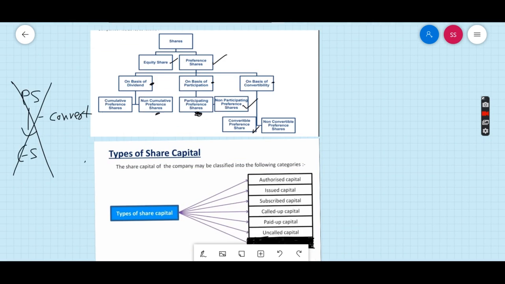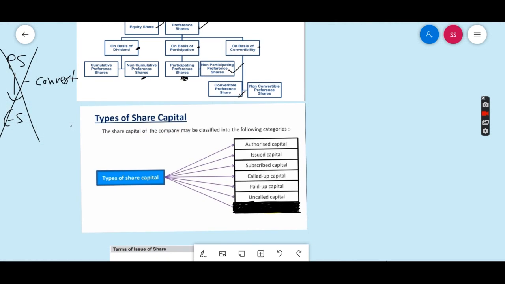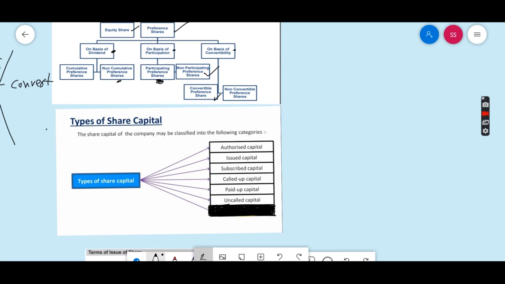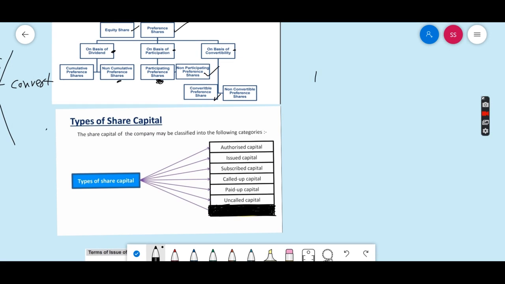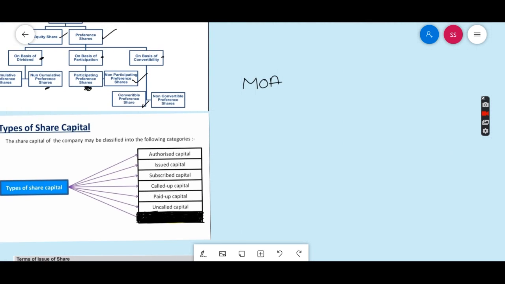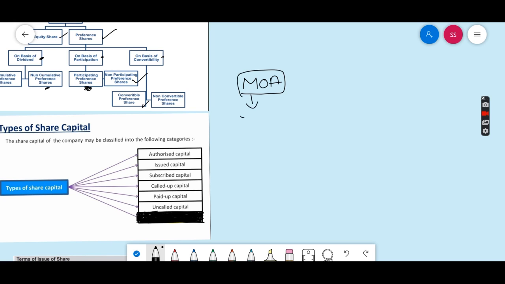Now we have discussed types of shares. Now we will discuss types of share capital. Authorized capital. In the MOA, Memorandum of Association, let's just say you are authorized to issue 200 crores of capital. That means you cannot raise money from the public more than 200 crores, right? So that is authorized capital. 200 crores is the authorized capital.